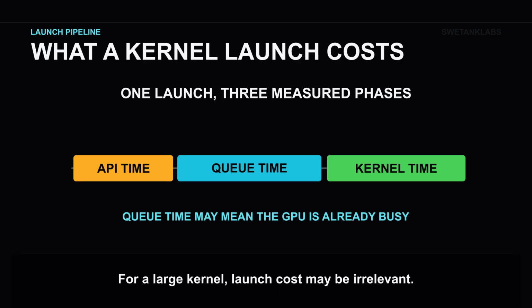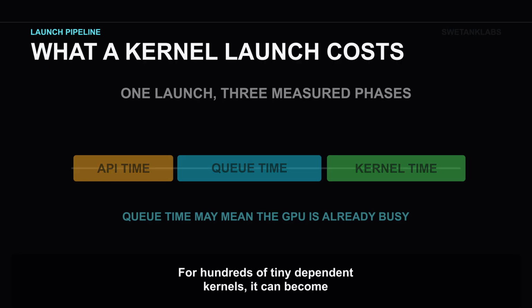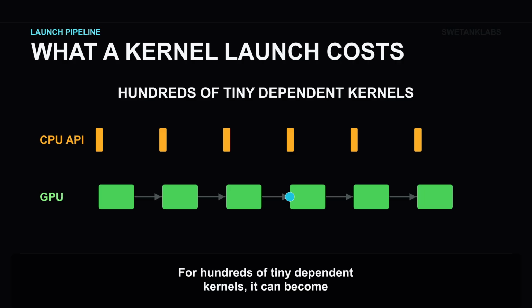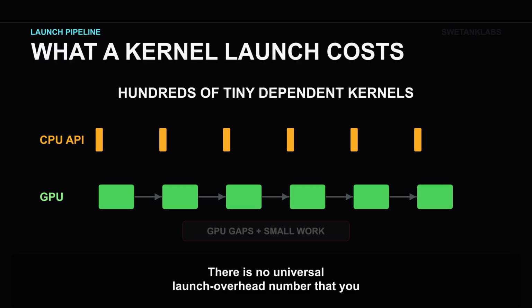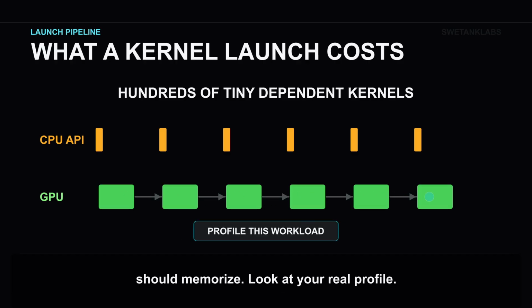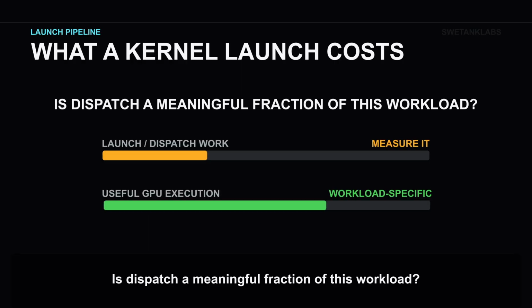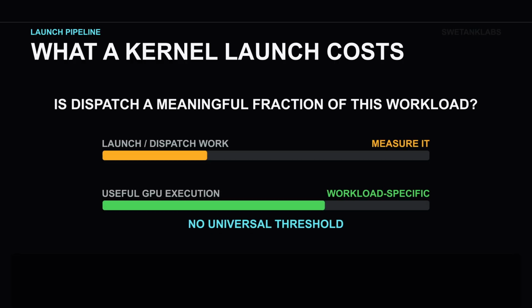For a large kernel, launch cost may be irrelevant. For hundreds of tiny dependent kernels, it can become visible as CPU activity, GPU gaps, or too little useful work per launch. There is no universal launch overhead number that you should memorize. Look at your real profile. Is dispatch a meaningful fraction of this workload?